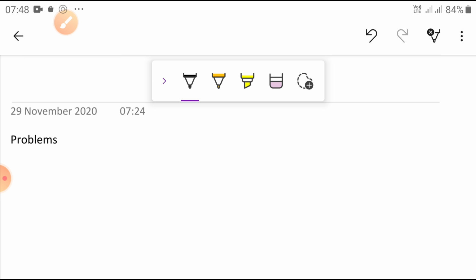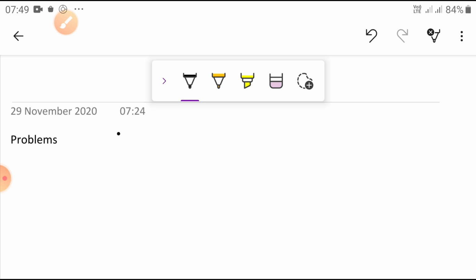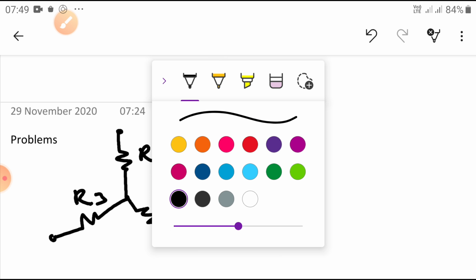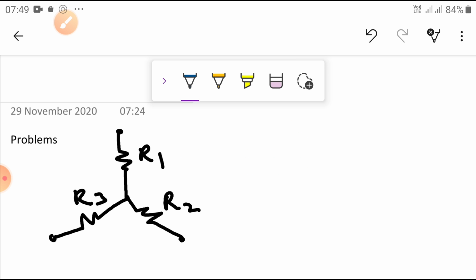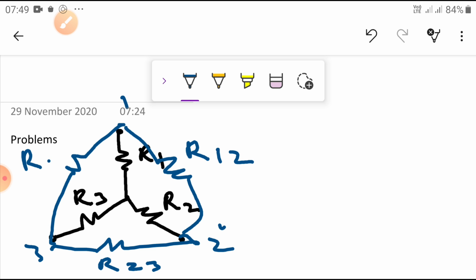Once again, please listen carefully. What is given is the star, with values R1, R2, and R3. I am going to convert these into equivalent values. So from terminal to terminal, I connect one resistance here, another resistance here, and another resistance here, across terminals 1, 2, 3. So I write R12, R23, and R31.